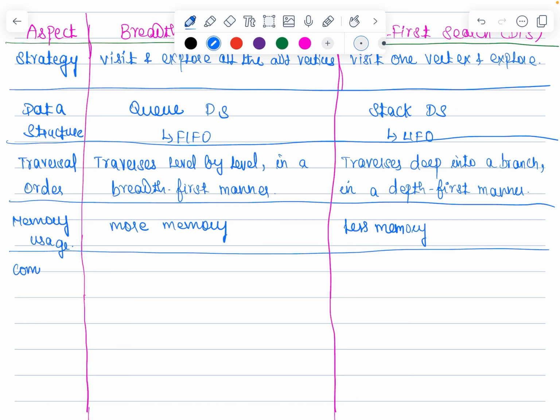The next difference is about the complexity. The time complexity of BFS is big O of V plus E, and DFS is also big O of V plus E.